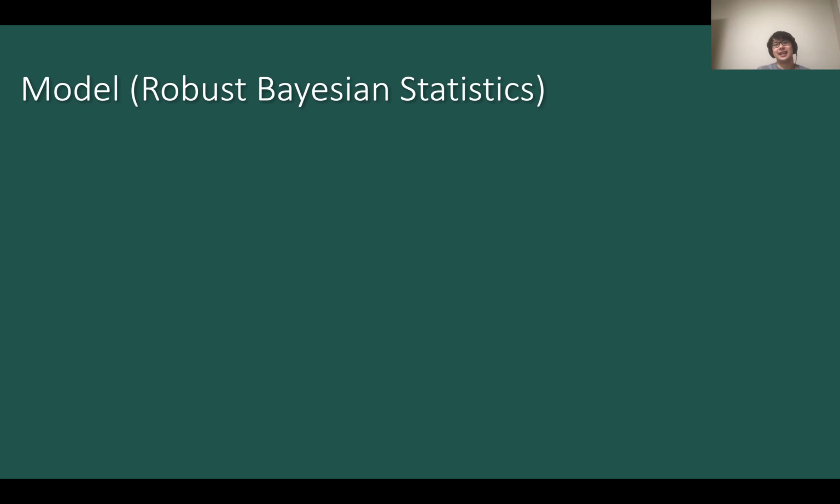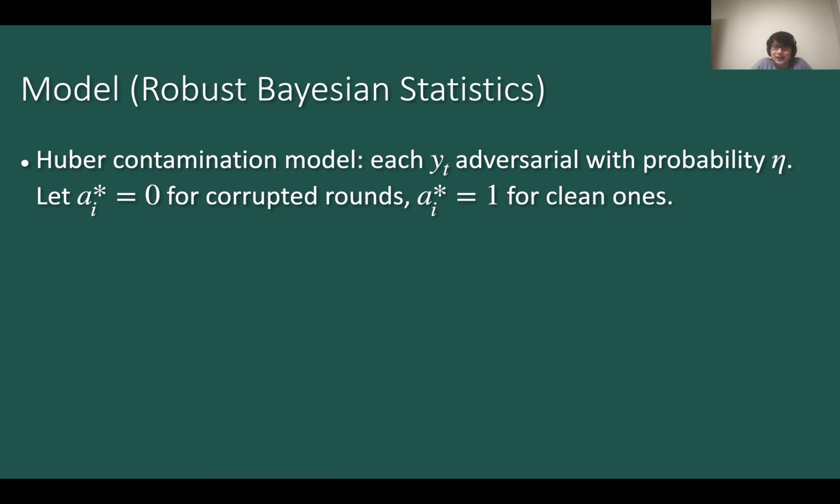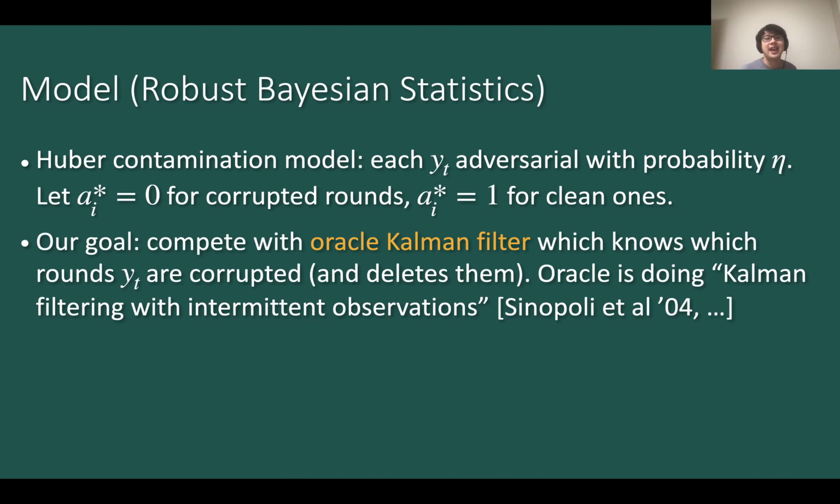Okay, so now I want to discuss the precise model. I just said it's a bit subtle. So for the observations, we use a standard Huber contamination model. This is the same as in the paper of Schick and Mitter. So for every round, you flip a coin with probability eta. That round is corrupted. And we'll record this in this random variable a star i, which is not observed by the algorithm. And now we can define what the goal of our algorithm is.